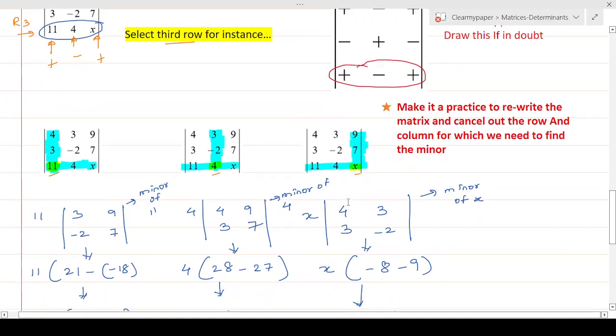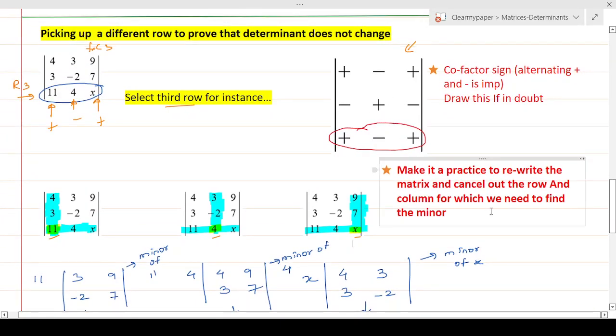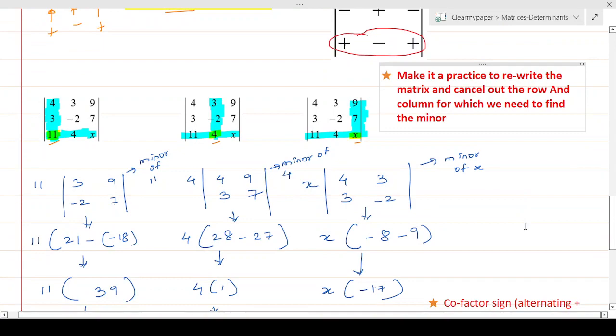In this case, I'm not applying the cofactor yet. I'm just breaking it apart to avoid confusion. I'm calculating the minor first for each of these elements in green color in the third row that we have chosen. The minor is nothing but just the submatrix. No negative or positive sign, no cofactor coming in, and no multiplication by the coefficient. Just the determinant of a 2 by 2 matrix for a 3 by 3 matrix, or the submatrix is just the minor. So the minor of 11 is everything within this determinant. The minor of 4 is over here, and the minor of x is over here.